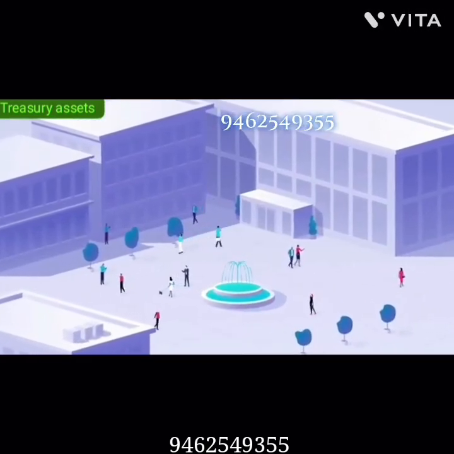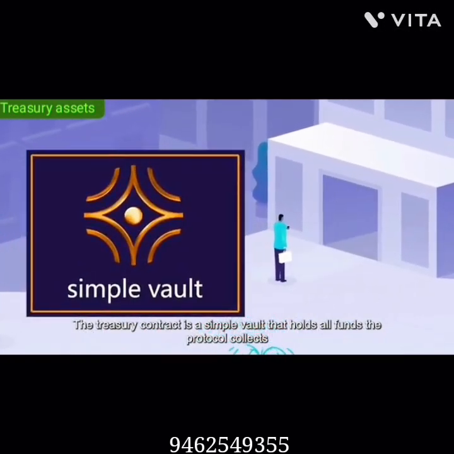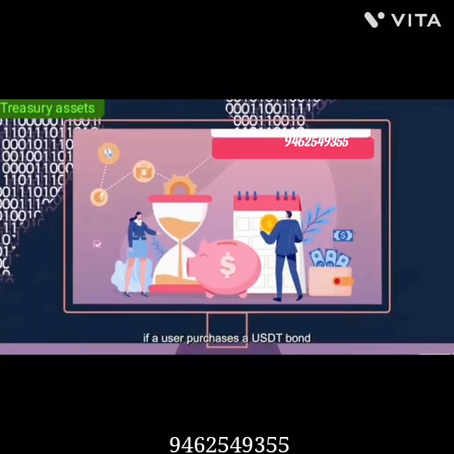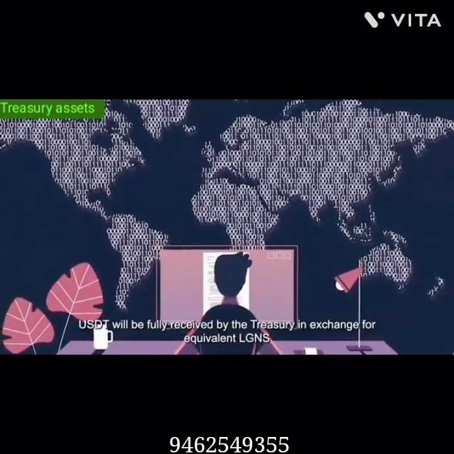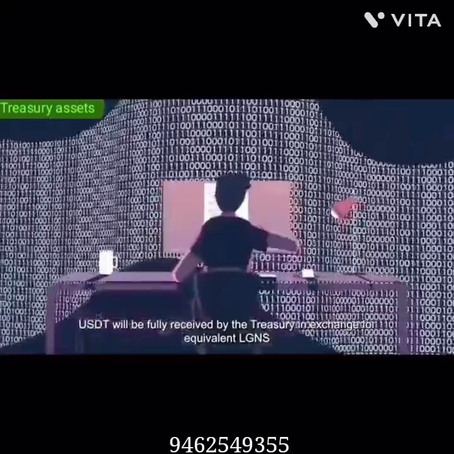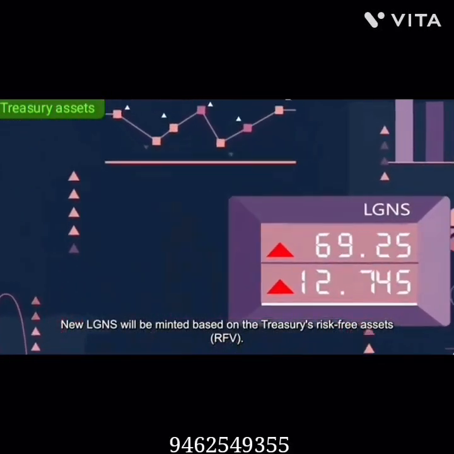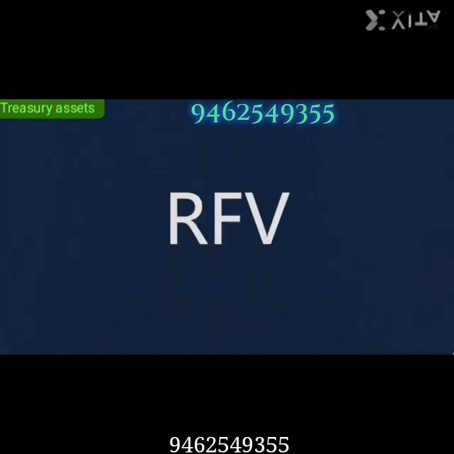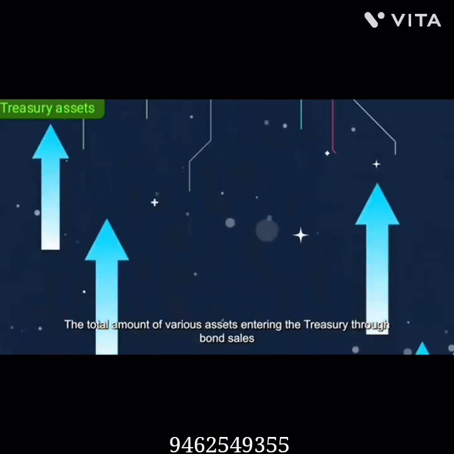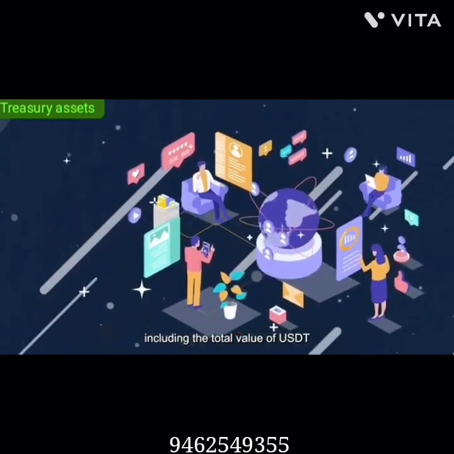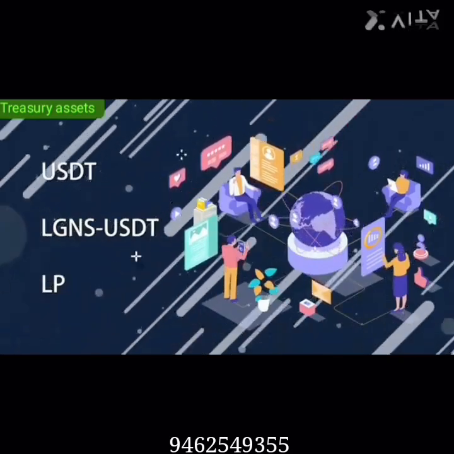One, Treasury Contract. The Treasury Contract is a simple vault that holds all funds the protocol collects. For example, if a user purchases a USDT bond, USDT will be fully received by the Treasury in exchange for equivalent Lgns. New Lgns will be minted based on the Treasury's risk-free assets, or RFV. Total Treasury Assets. The total amount of various assets entering the Treasury through bond sales, including the total value of USDT, Lgns USDT, LP, etc.